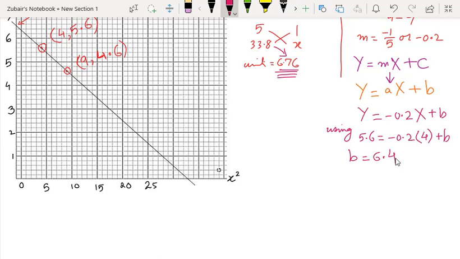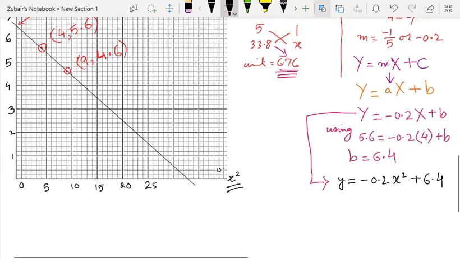So now finally you can write your equation like this: y is equal to minus 0.2, what is x? x was basically the x square, plus the value of b, which is 6.4. So this should be the final answer and final requirement.